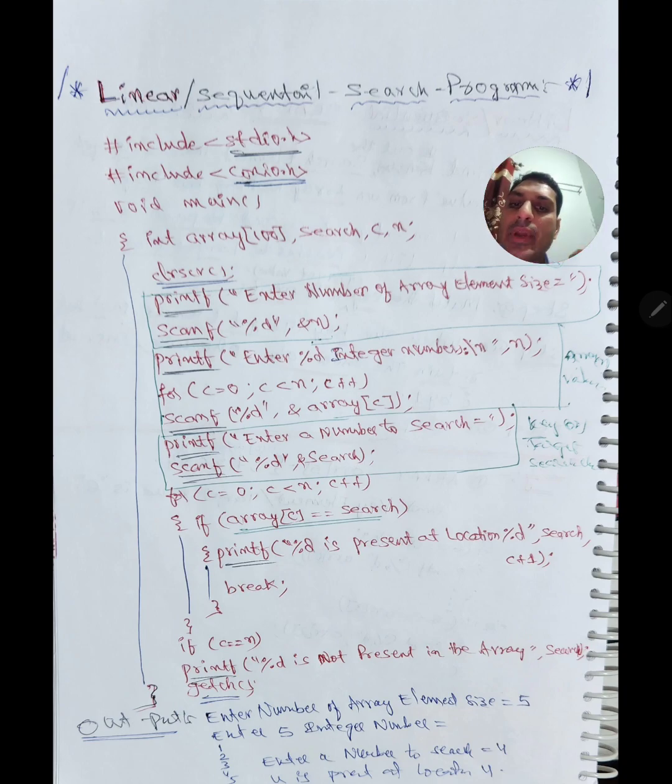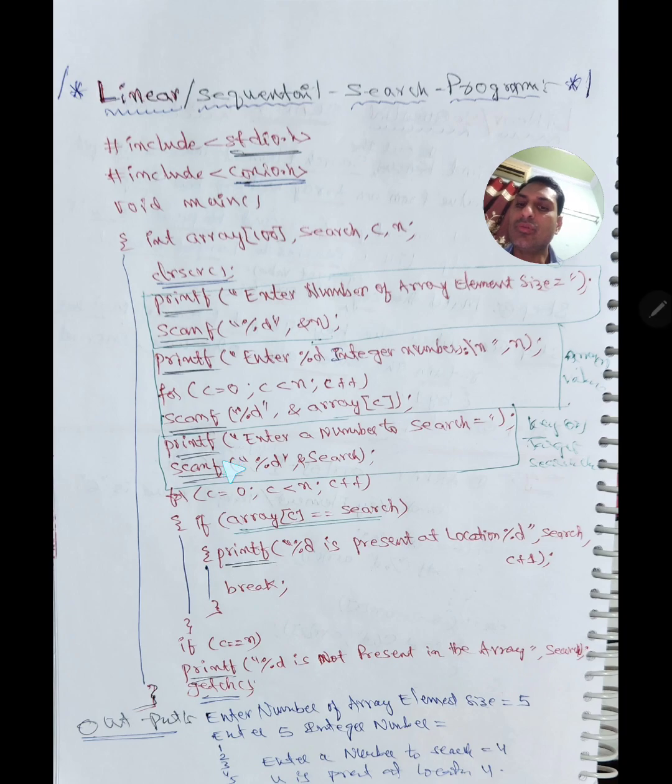N means 5. In this example we have taken 5. C++ will be incremented. And first, percentage d, ampersand, array of C. C is the index. When it is incremented, 1 2 3 4 5, 5 values will be stored in the array of C. So 5 values will be stored first.